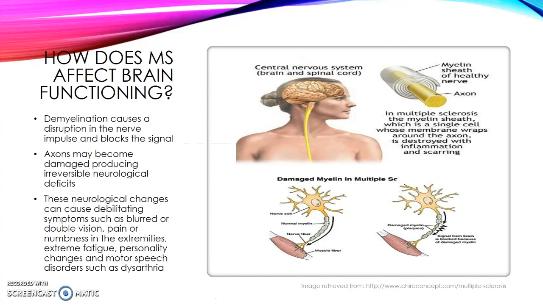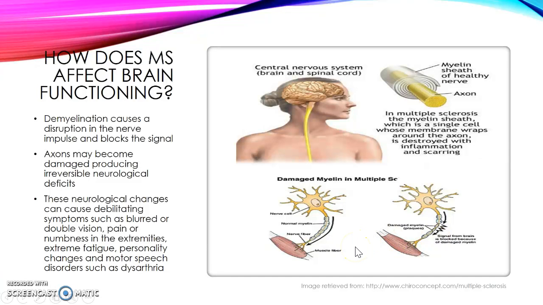How does MS affect brain functioning? Well, initially it starts with the demyelination that causes a disruption in the nerve impulse and blocks the signal. So as the nerve impulse is trying to come from the cell body down the axon, once it gets to an area where there is demyelinated sheath, that breaks down the signal and it blocks its ability to continue on.